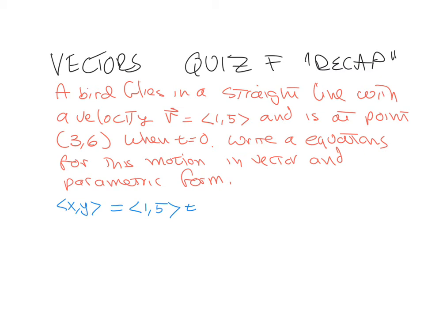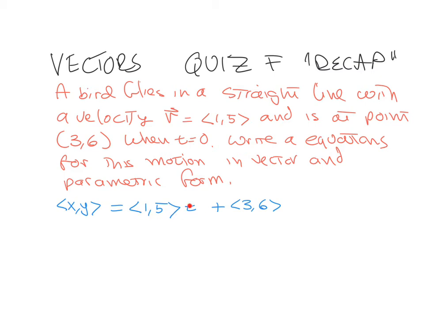Now you also need to take into account that possibly this bird was not at the position (0, 0) when time was 0. Because right now what I have here says that when time is 0, (x, y) will be equal to (0, 0), because 0 times (1, 5) is (0, 0). Well, we actually said that the bird was at (3, 6) when time was equal to 0. So when t equals 0, this whole term goes away. If we add to this the position as a vector when time was equal to 0, we have a complete vector equation describing motion in a straight line.